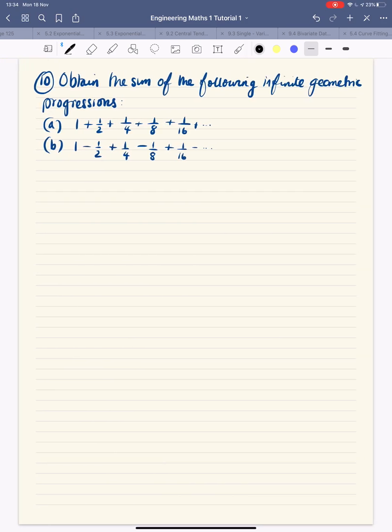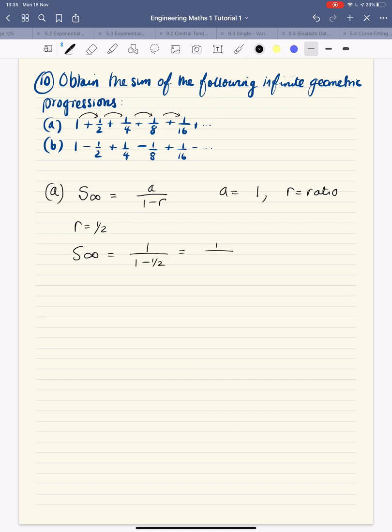Number 10. Again, these are going to be in the second semester. But what we've got, if you've got infinite progressions and it's geometric, the sum to infinity is a over 1 minus r, where a is the first term and r is the common ratio, basically. So for a, r is 1/2, because every term gets halved. So the sum to infinity is 1 over 1 minus 1/2. So it's 1 over 1/2, which is 2. And then b, you've got it. It's the same formula.